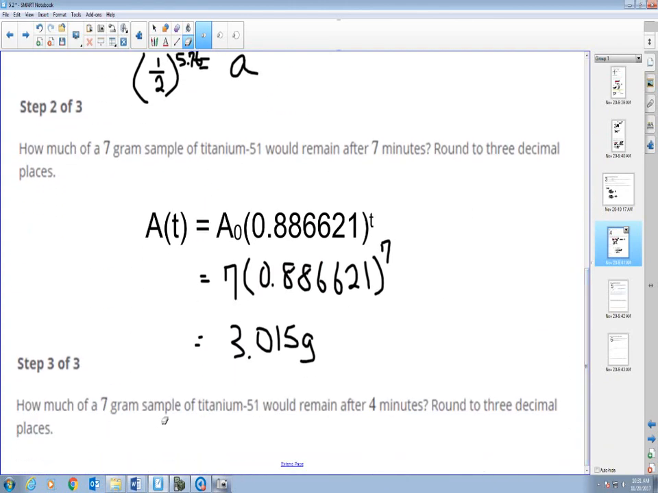Alright, how much of a 7-gram sample remains after 4 minutes? So I'm changing my 7 to 4 minutes. That will be slightly more, I'm pretty sure, of what's left compared to the 7 minutes. It's decaying.